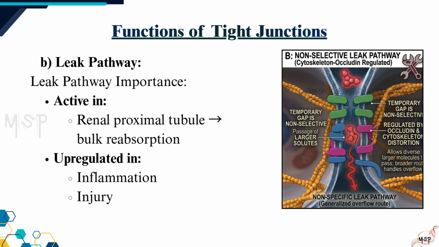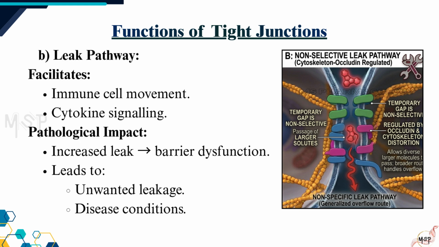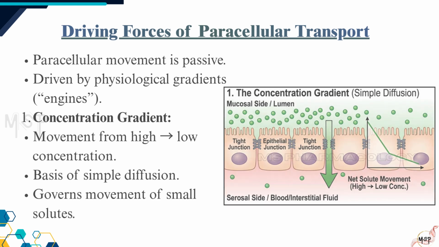The leak pathway becomes especially important under certain physiological and pathological conditions. For example, it is more active in tissues such as the renal proximal tubule, where bulk reabsorption is needed. It is also upregulated during inflammation or injury when the barrier becomes more permissive to immune cell access or cytokine signaling. However, increased activity of the leak pathway can also lead to unwanted leakage and contribute to disease when barrier integrity is compromised. There are 4 primary engines driving this movement.